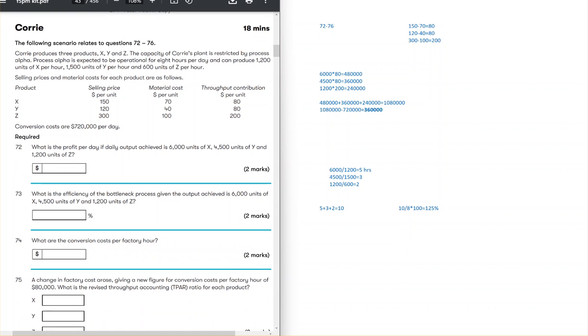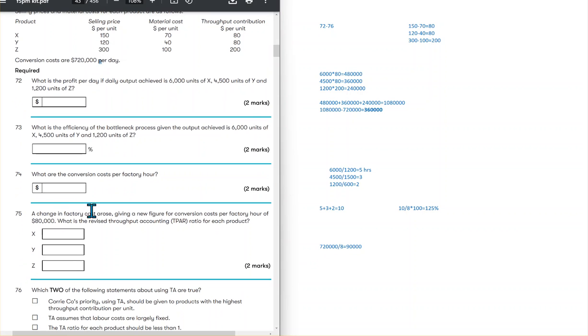What are the conversion costs per factory hour? So if total cost is 720,000 and we have total hours of 8 per day, that should be 90,000 conversion costs per hour.